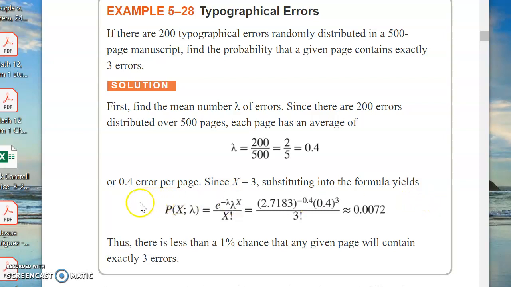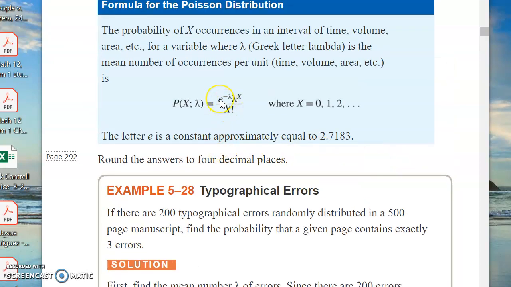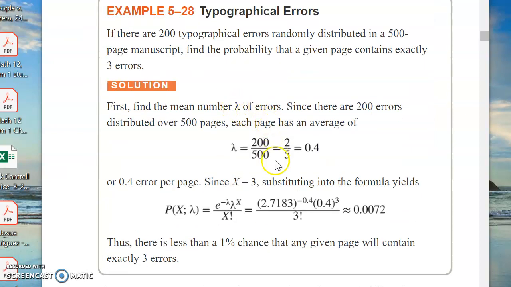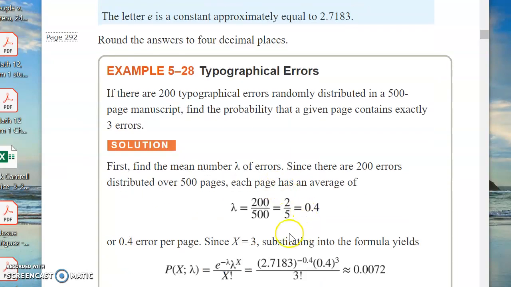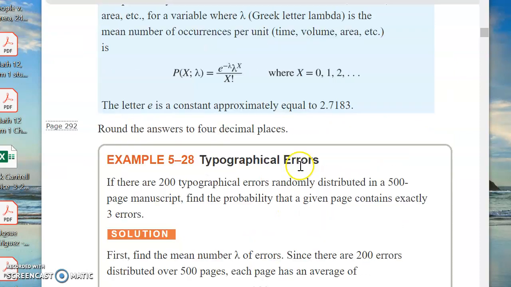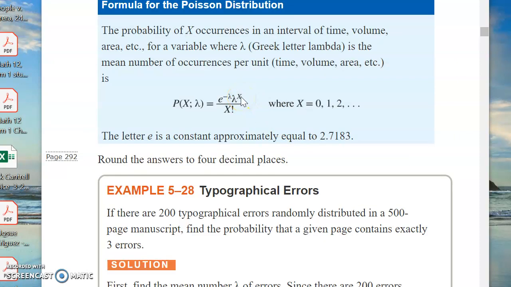Okay, so there's 0.4 errors per page. X is equal to 3. So we go up here to our formula. E is just a number to the power of minus lambda. I hope you remember what that means. E to the negative lambda, the negative exponent, means it's 1 over e to the lambda, which he does not really write out here, unfortunately, but that's what it means. And then you've got lambda, which is the number we just calculated, the 0.4, raised to the power of x, which is 3. X is a counting number. It's 0, 1, 2, 3, and so forth. And then on the bottom, we have x factorial.